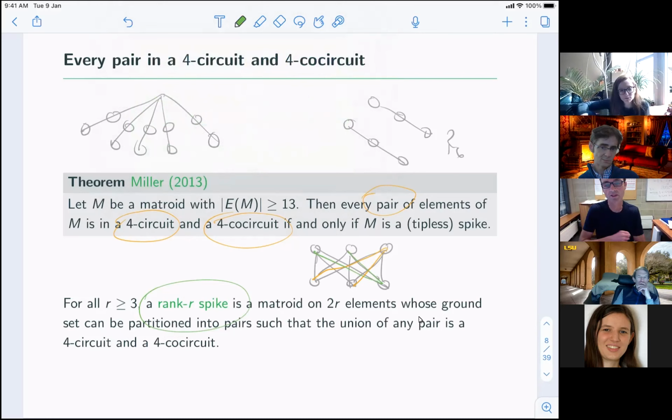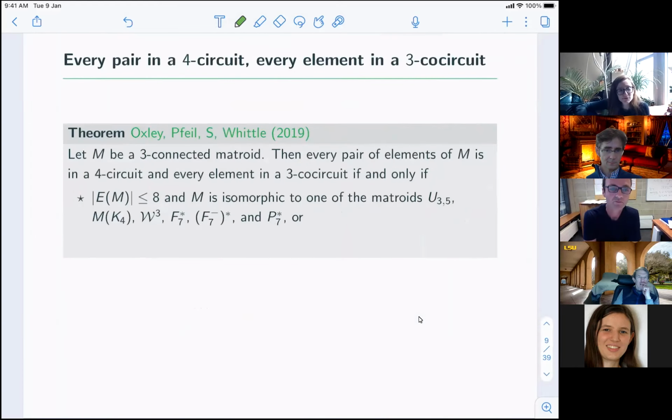So in some sense, that was the starting point for me in this work, Joe Miller's thesis. Then a few years ago now, James, Jeff and I were working together and talked about trying to generalize this. It was a bit of a side problem from the stuff that Nick was talking about a couple of weeks ago. And we considered this problem: this time I'm asking for every pair of elements in a 4-circuit and every element in a 3-cocircuit.